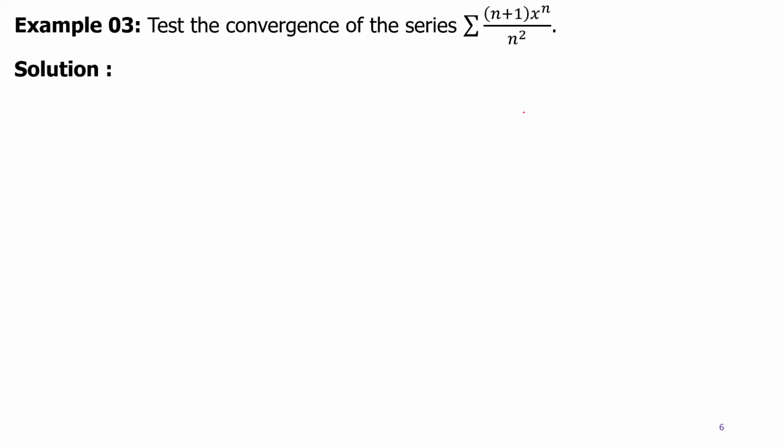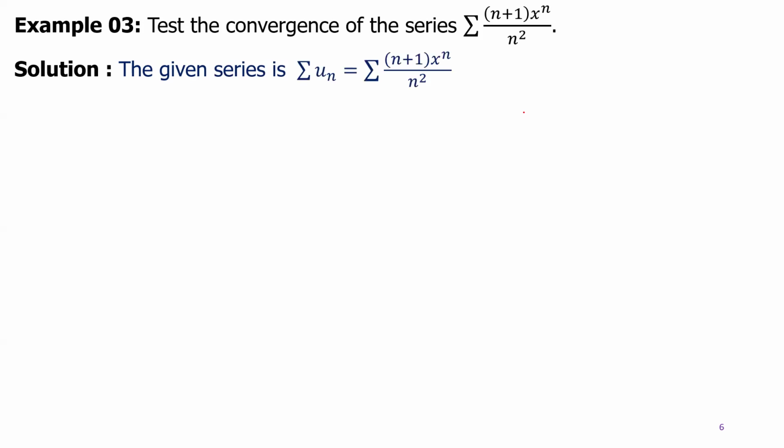Let us test the convergence of the series sum of (n plus 1) upon n square into x to the power n. Now, if we are given some unknown quantity like the variable x or any other variable, then at that time we use the ratio test. We cannot apply other tests over here.